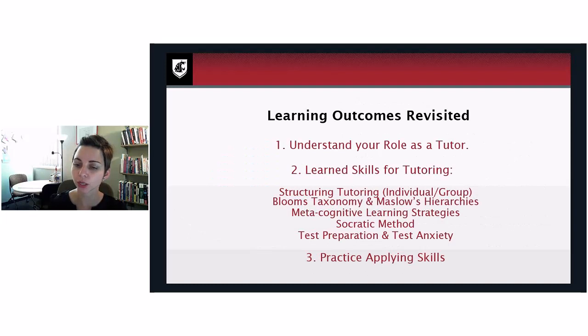All right, just revisiting what we've gone over today. We talked in the beginning about your role as a tutor, which is different than that of a teacher. We talked about specific skills for tutoring, how to structure the session, assessing where the student's at, bringing in strategies and good questioning, and then we talked about the cycle of test preparation and managing test anxiety. And then you had an opportunity to work with a case study and practice applying some of these skills.